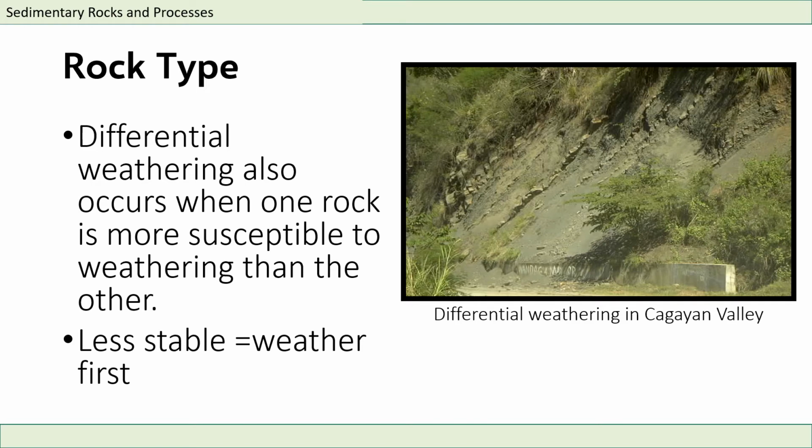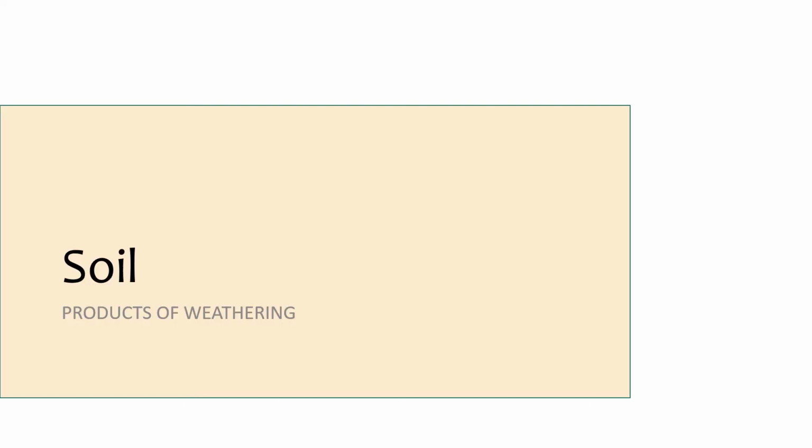Differential weathering also occurs when one rock is more susceptible to weathering than another. As we see in this photo on the right, some rocks are jutting out because they are more competent, and the others are softer and therefore more readily weathered than the competent rock. We call this an incompetent bed. So the less stable it is, the more it will weather first.